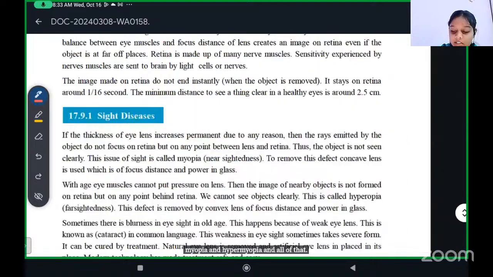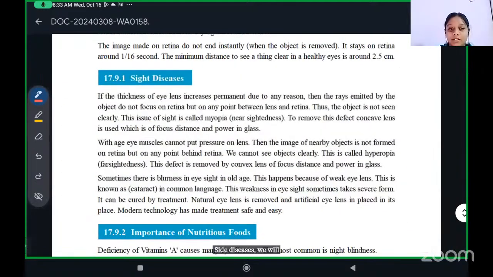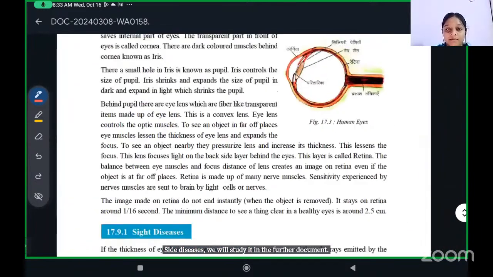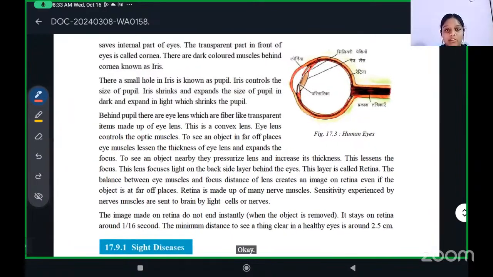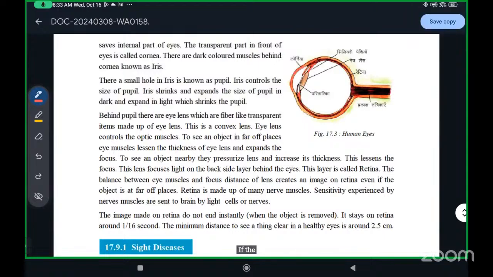Those sight diseases we will study in a further topic. Okay, we'll talk about it. Abraham, you're muted. Do you want to say something?